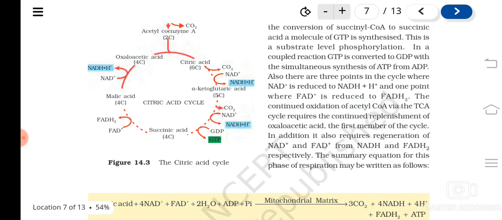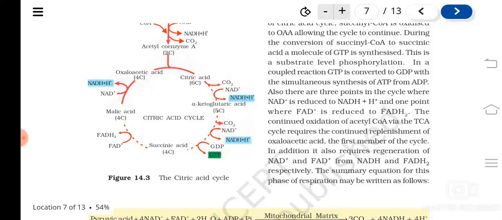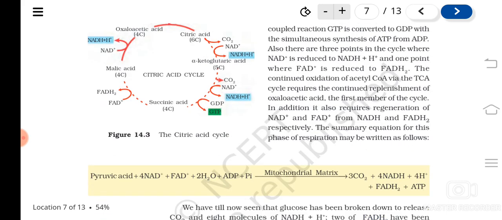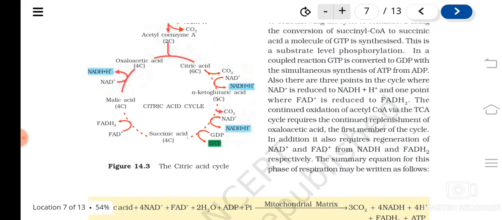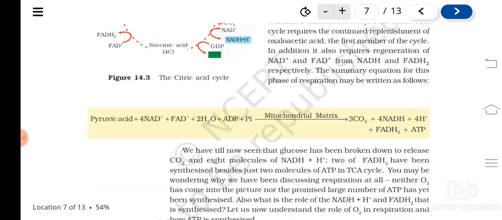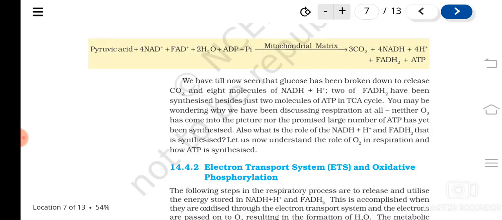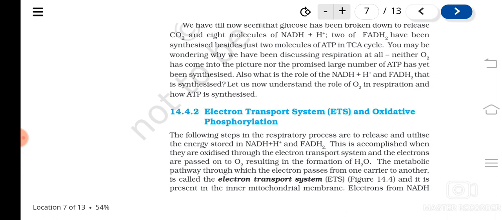FADH2. So these will produce ATP, or rather they have to be oxidized further. Then only what can be produced? ATP can be produced. Understood? So this process, the further oxidation of NADH and FADH2, takes place in another process, that is ETS. So let's start today. ETS, Electron Transport System and Oxidative Phosphorylation.